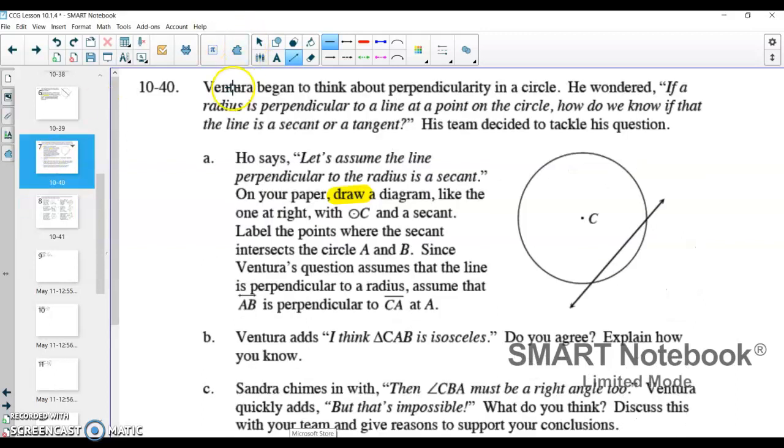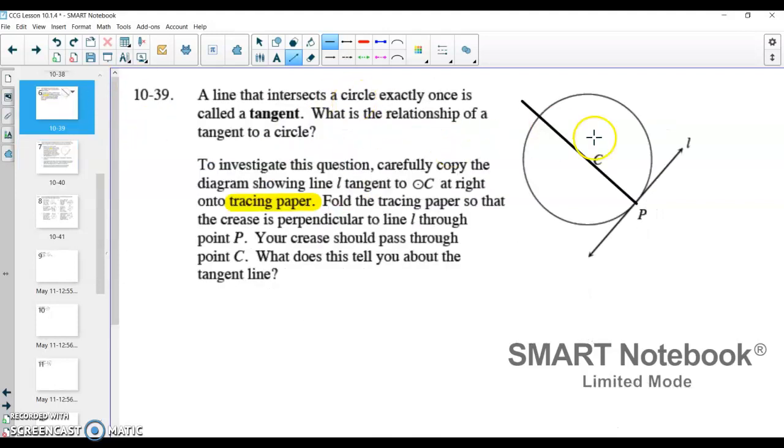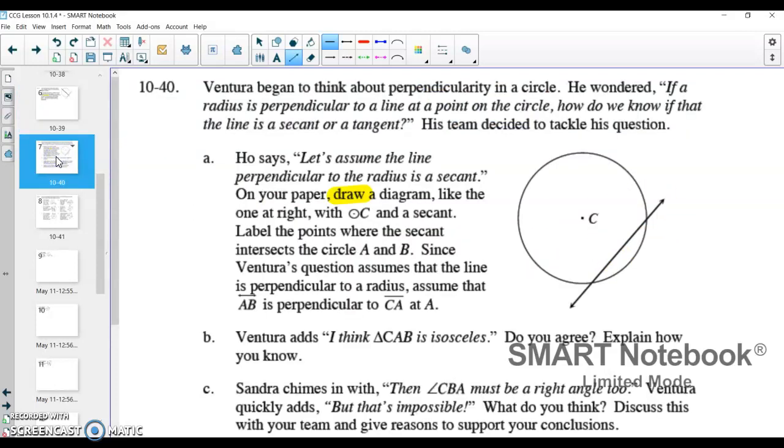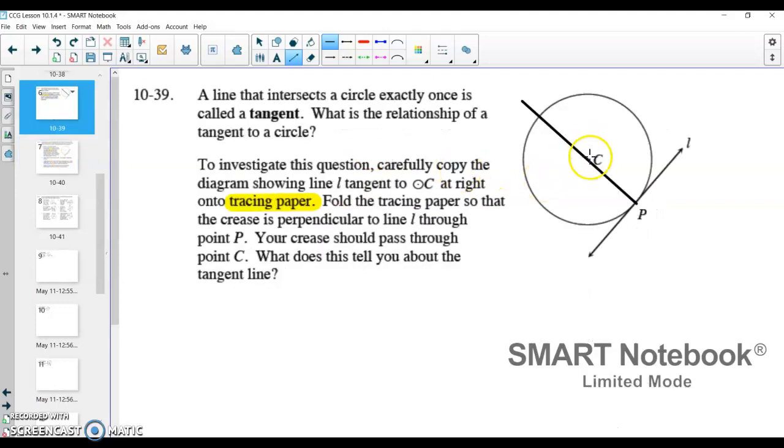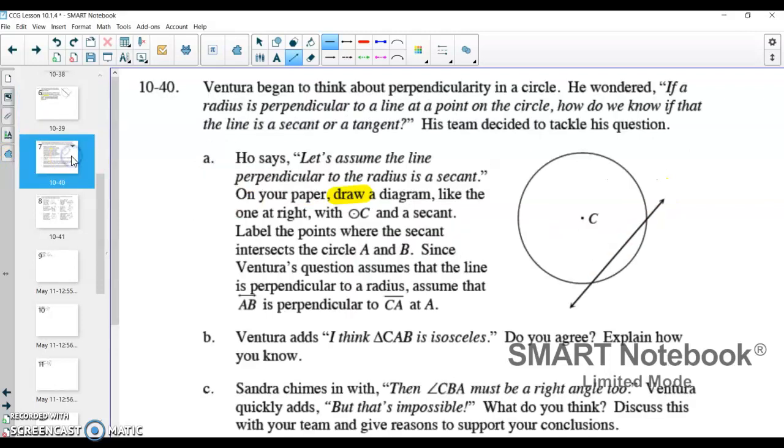All right. Ventura begins to think about perpendicularity in a circle, and he wonders if a radius is perpendicular to a line at a point on the circle, how do we know if that line is a secant line or a tangent line? Because he saw this problem and said, well, we do see some perpendicular here with this tangent line because it goes out from that center out to there, and that fold makes it perfectly 90 degrees. But how do we know that that's going to happen with a tangent line and not a secant line?